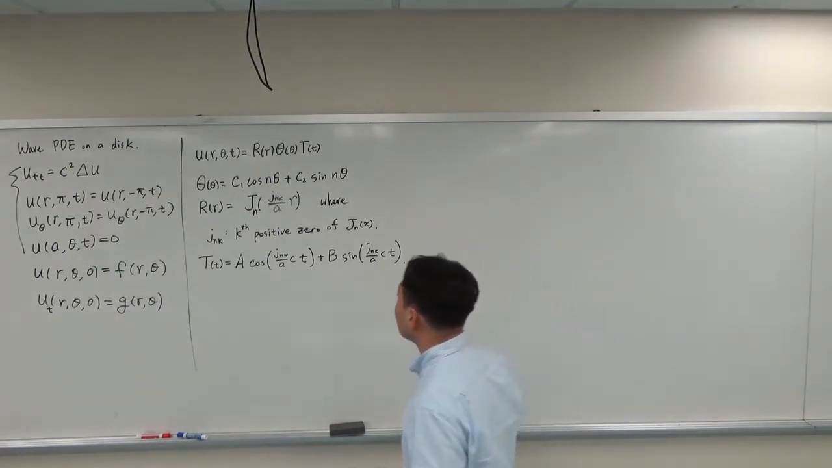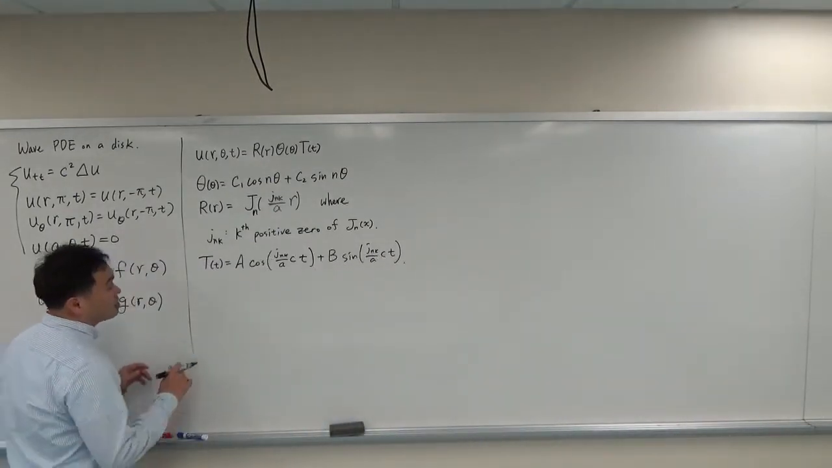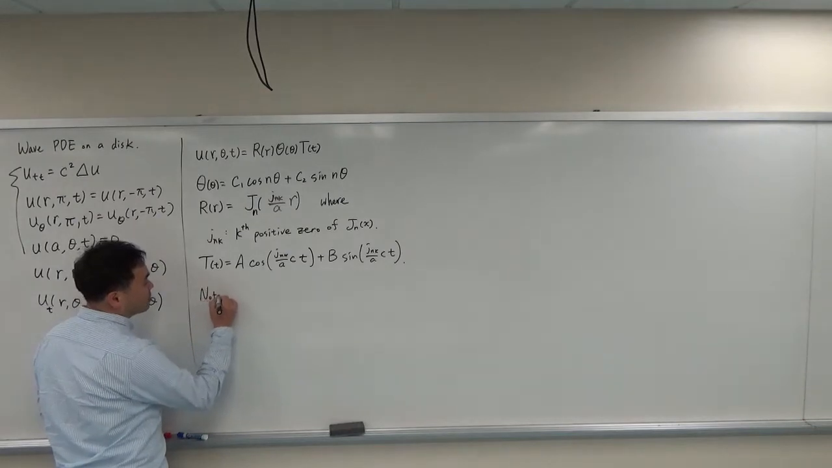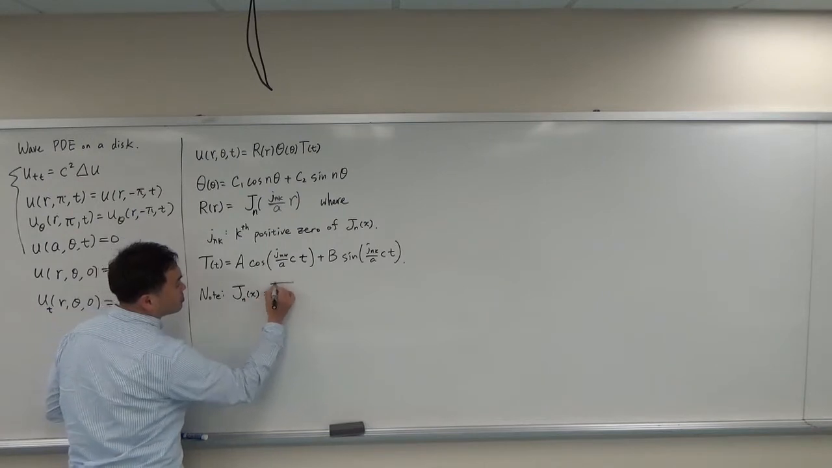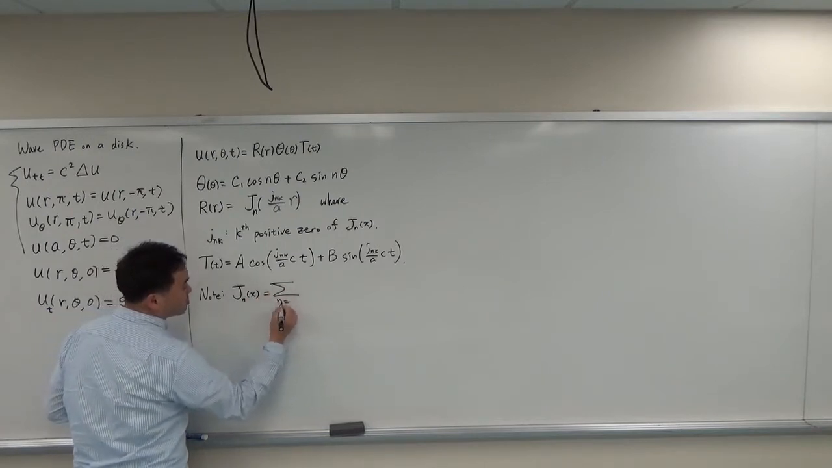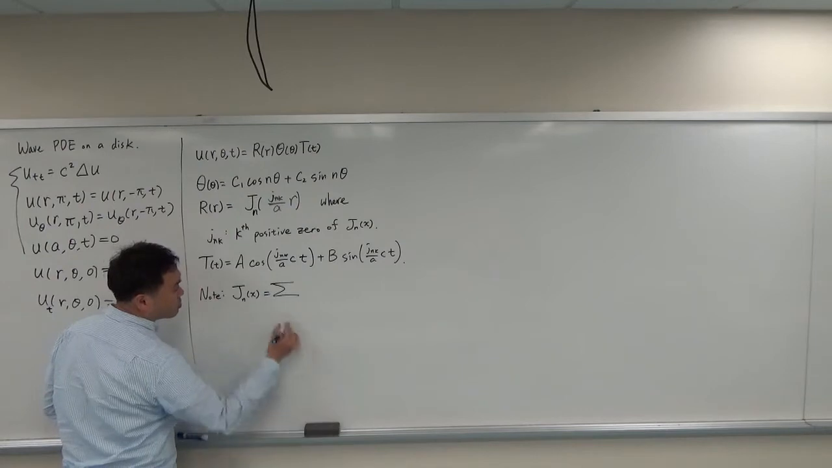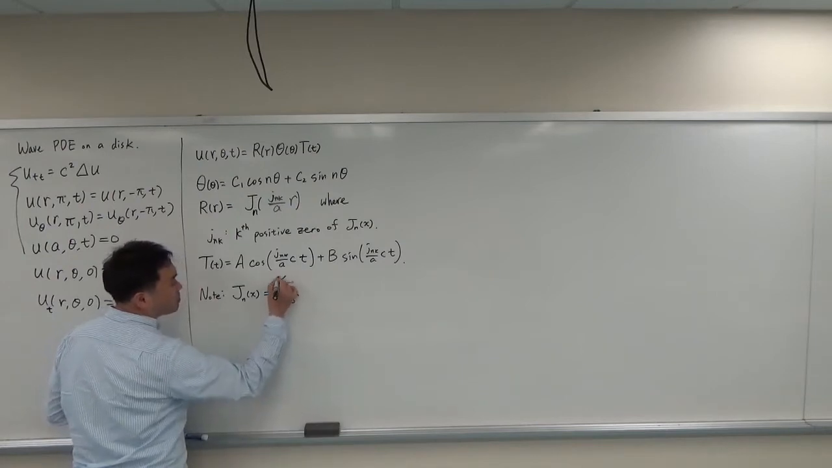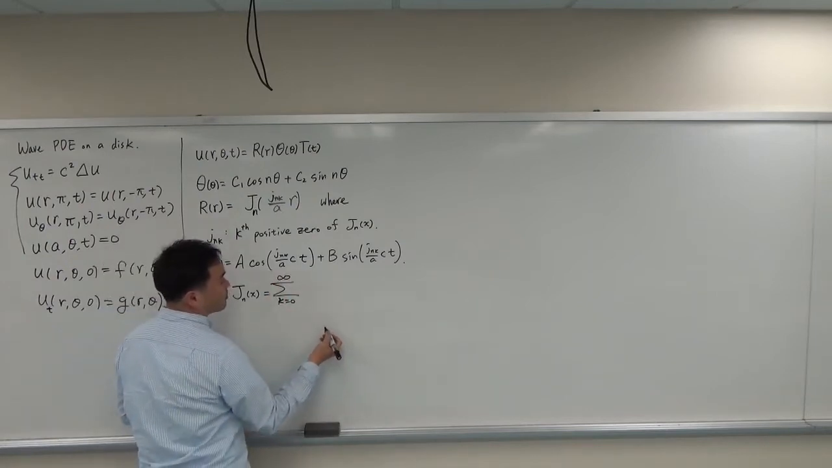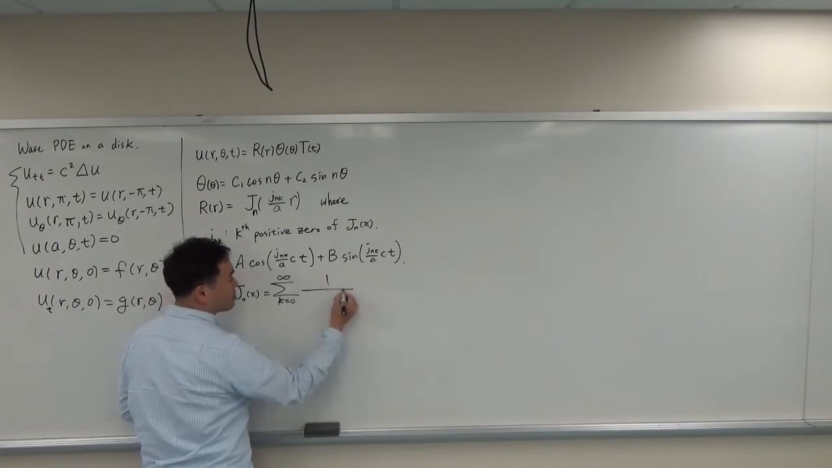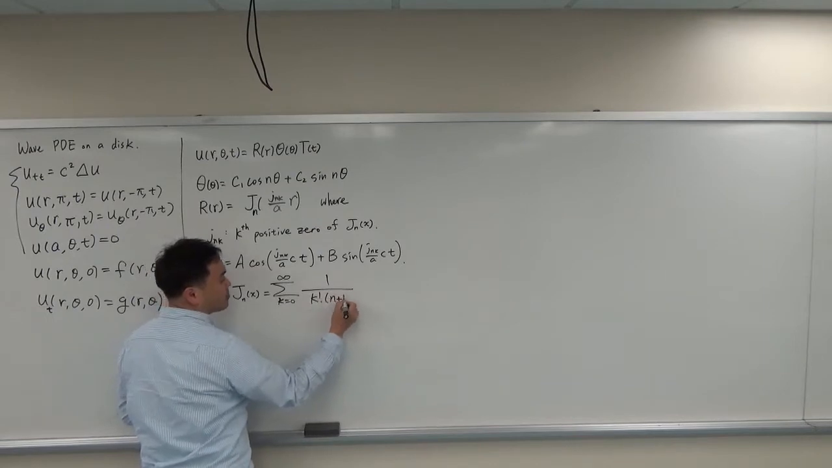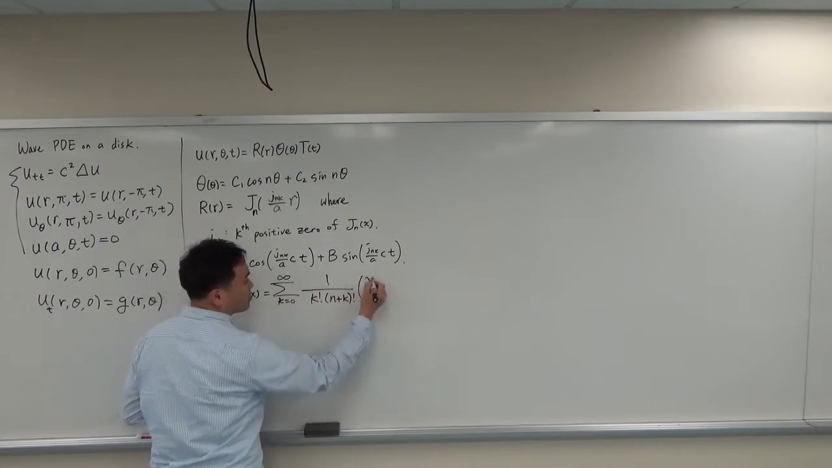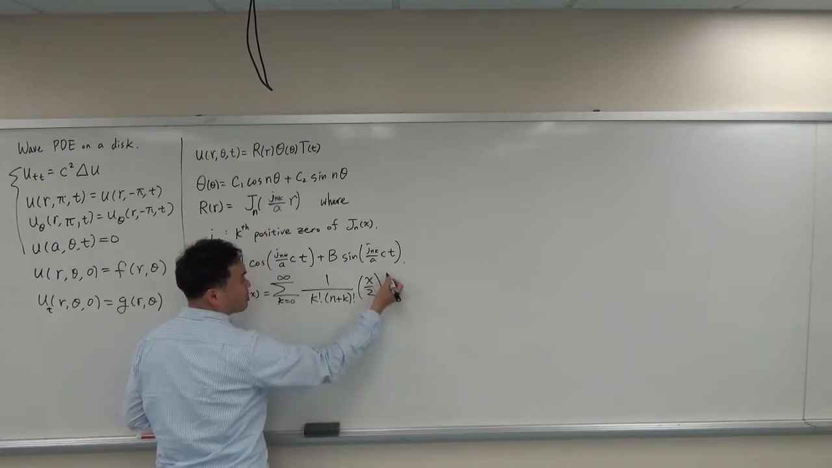Oh, by the way, I should point out that the Bessel function J_n(x) is equal to the summation over k equals 0 to infinity of, is it 1 at the top? I think it's 1 at the top, of (-1)^k over k factorial times (n plus k) factorial, and you have (x over 2) to the power of n plus 2k.